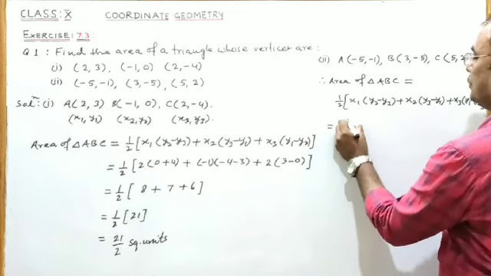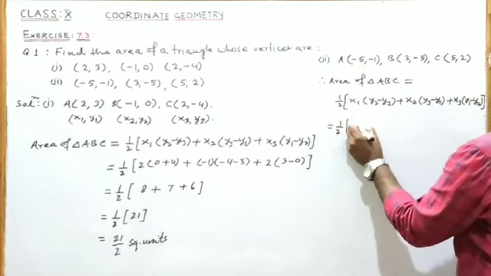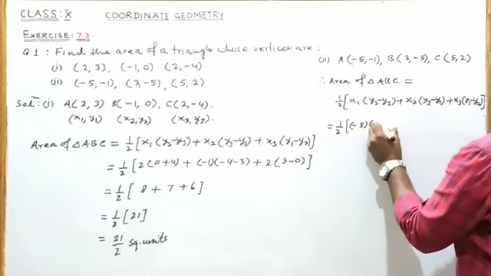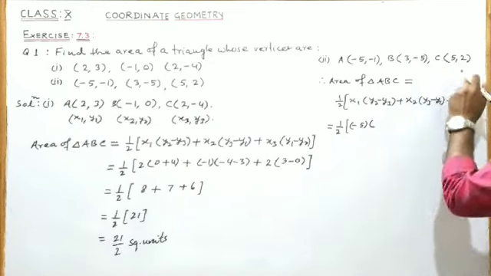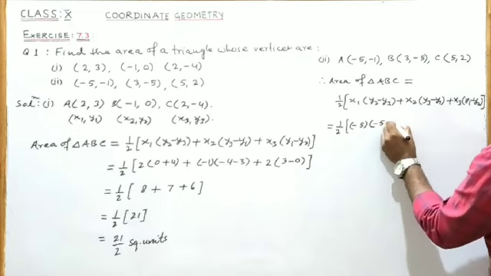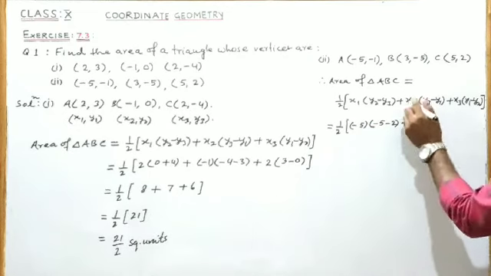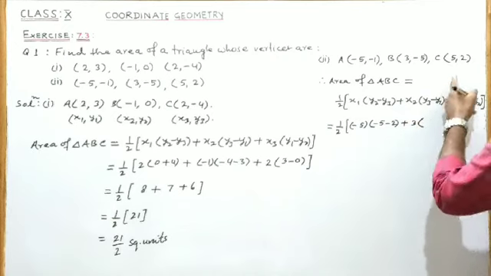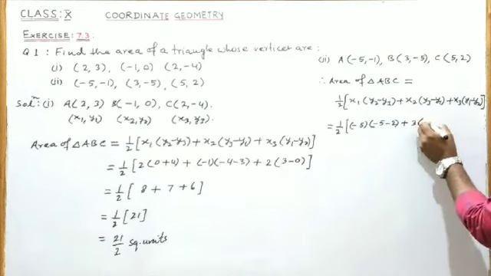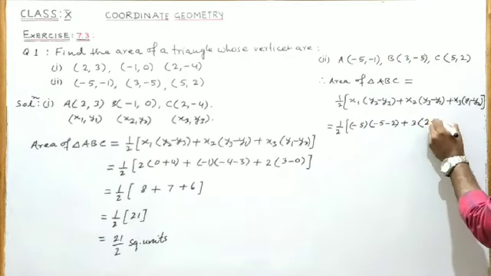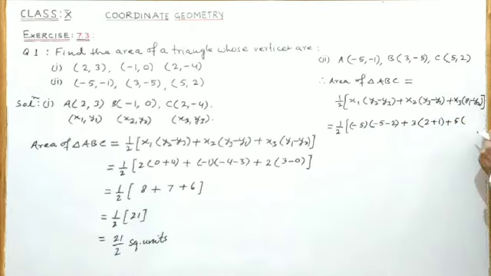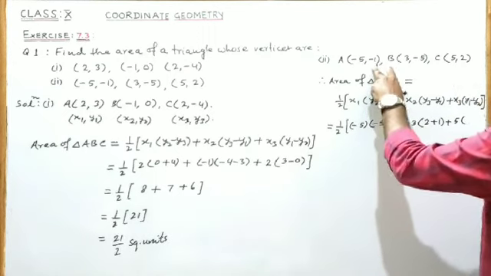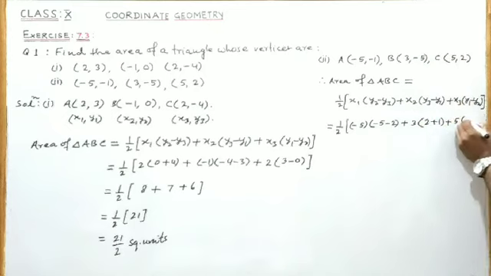So half into x1 is minus 5 into y2 minus y3, minus 5 minus 2, plus x2 is 3 into y3 minus y1, 2 minus minus 1, plus 1, plus x3 is 5 into y1 minus y2, minus 1 minus minus 5, so minus 1 plus 5.